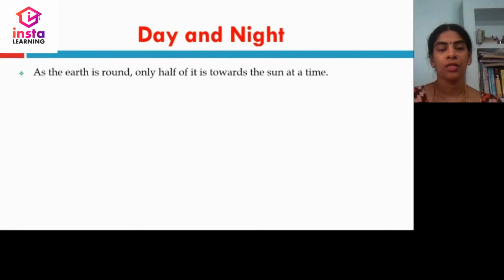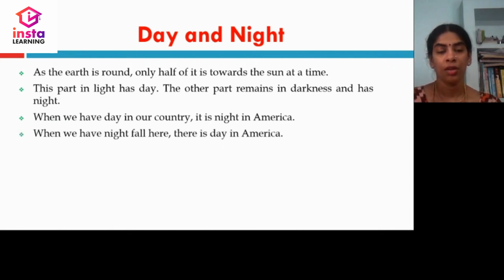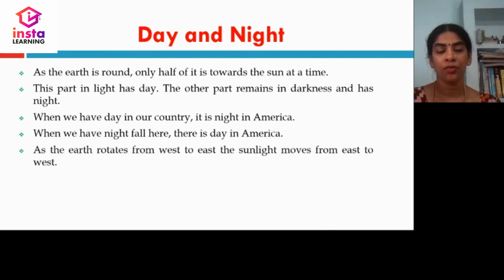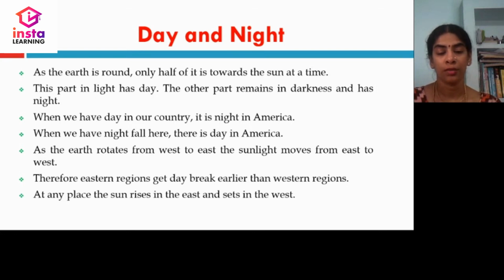Day and night. As the Earth is round, one half of it is towards the Sun at a time. This part is light, and the other part remains dark. When we have a day in our country, it is night in America. When we have nightfall here, there is day in America. As the Earth rotates from west to east, the sunlight moves from east to west. Therefore, eastern regions get daybreak earlier than the western regions. At any place, the sun rises in the east and sets in the west.